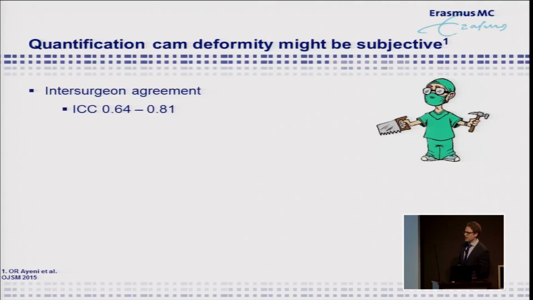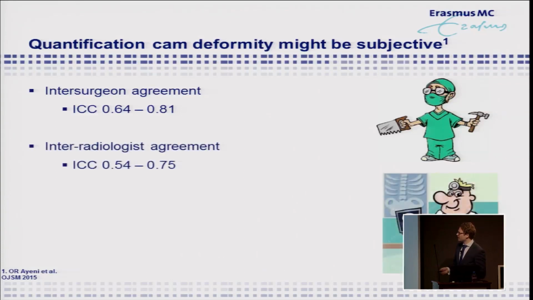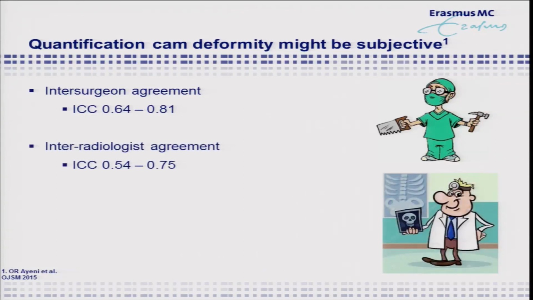What they did is take a bunch of radiographs of symptomatic people with FAI, and they asked three orthopedic surgeons to quantify them with different kinds of measures, whether they had a cam deformity or not. The agreement between the surgeons was not bad, but it was definitely not good. They did the same for radiologists, with about the same results. It was not bad, but not good either.